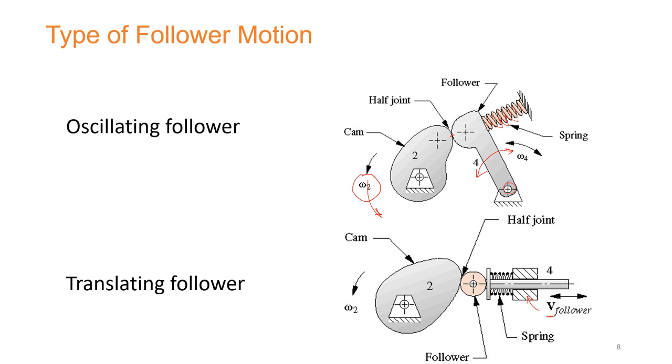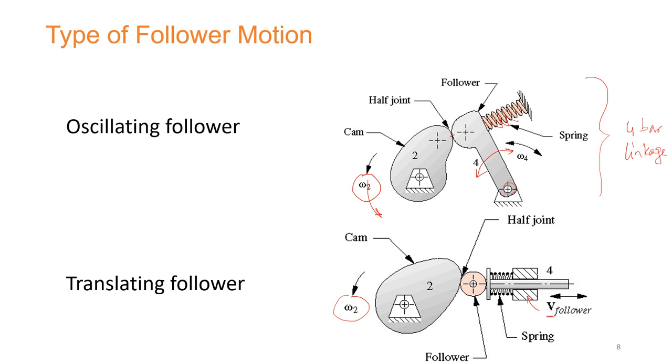So this cam also rotates, and this is the angular velocity of that, and as a result, the follower is going to have a linear action or a linear velocity exhibited at the output. So at this particular stage, it would be appropriate to identify that this action is analogous to a four-bar linkage that you have already studied.